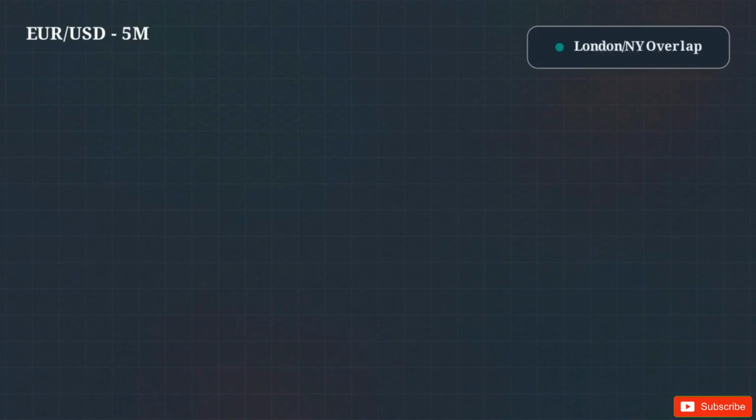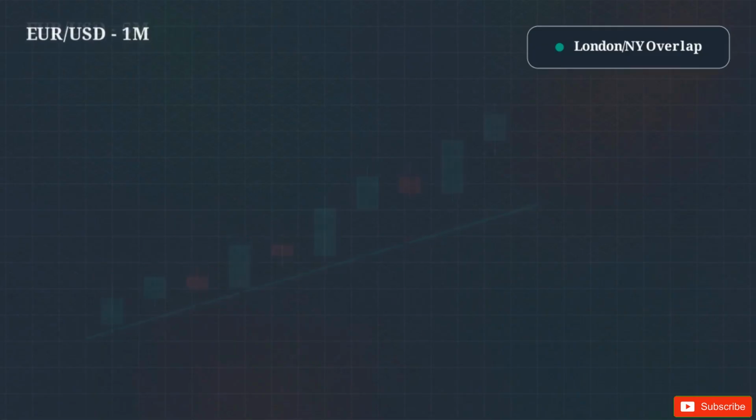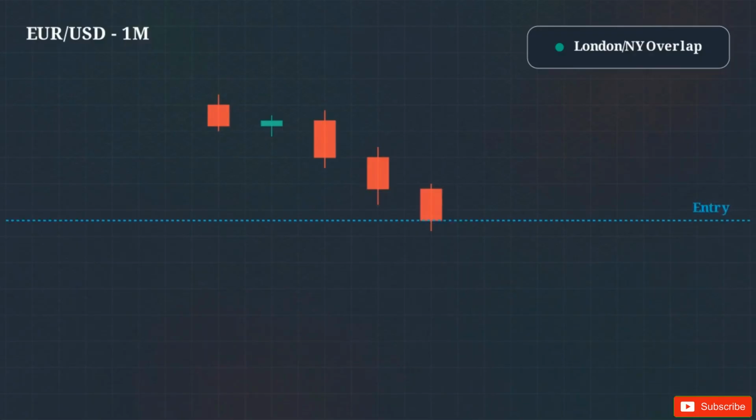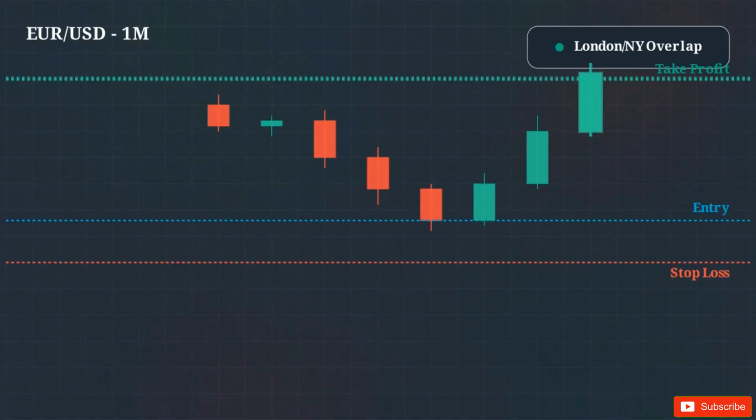Let's review the complete sequence on this final chart. First, verify the timing. The indicator locks on to the London-New York overlap. Next, confirm the macro trend. The 5-minute chart points decisively up. Then drop down to the 1-minute chart for the micro entry. As the price dips, we execute our entry and immediately place a stop loss beneath the nearest structural low. With the timeframes aligned and the session providing the necessary volume, the price action follows the path of least resistance, pushing straight through to the profit target.